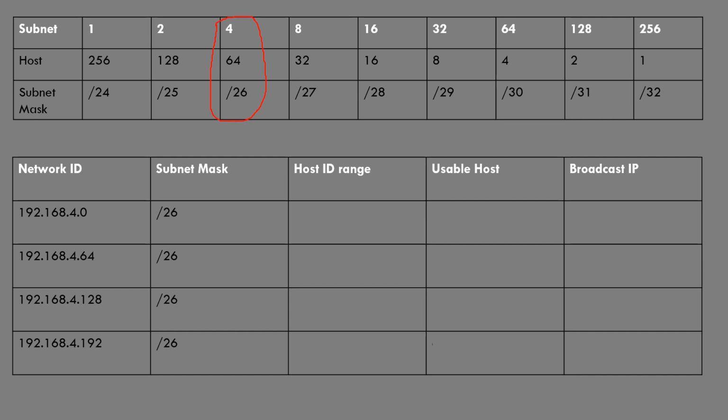As you can see in the above table, for 4 subnets, the host is 64 and the subnet mask would be /26. The host ID range for the first network ID will be from 192.168.4.0 plus 64 hosts, which will be 192.168.4.63. The host ID starts from .1 to .62 because the first and last addresses are reserved.